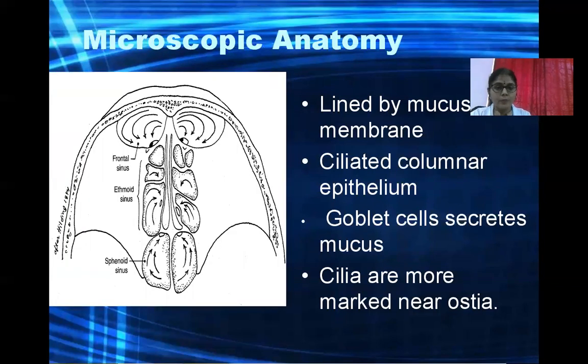Microscopic anatomy of your sinuses. It's lined by mucous membrane, which is ciliated columnar epithelium. It has goblet cells which secrete mucus. And the cilia are more marked near the ostia.